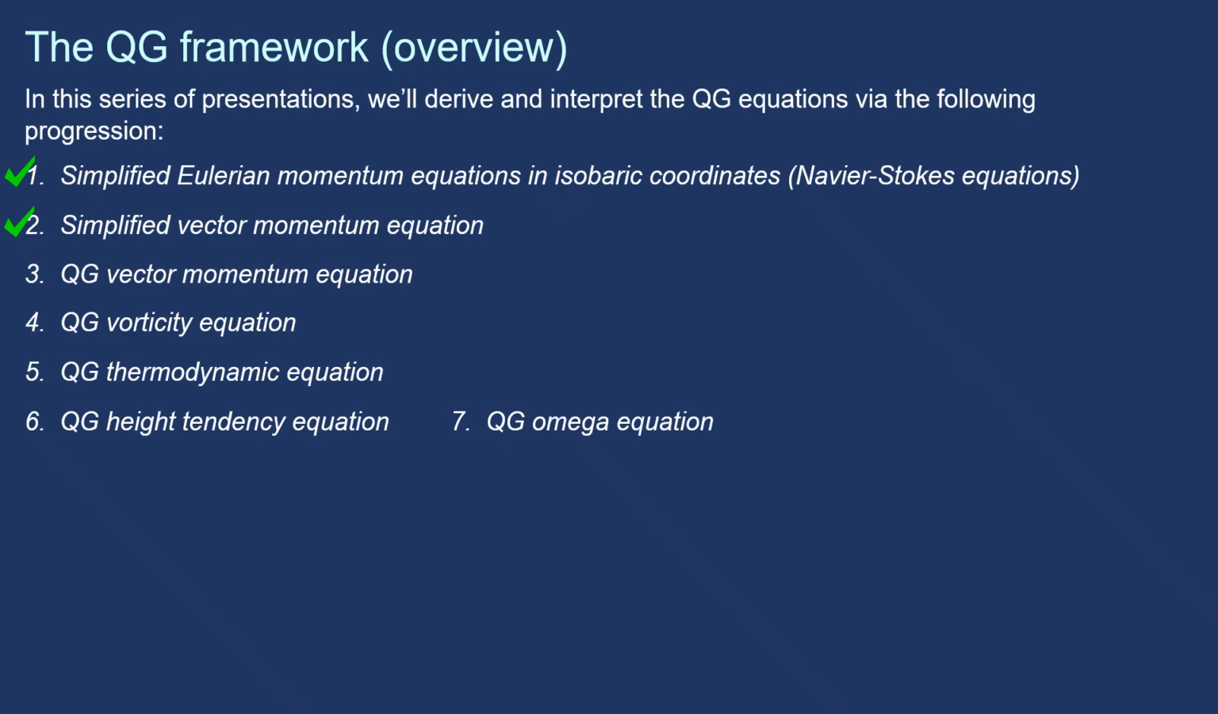equations. The next step in the process will be to take that equation and partition it into geostrophic and ageostrophic parts in order to write down the QG vector momentum equation. And that'll involve some additional simplifications using scale analysis.